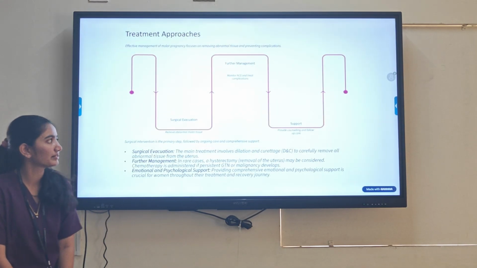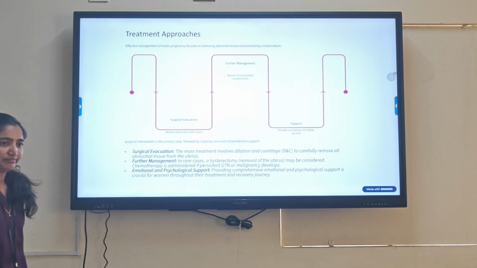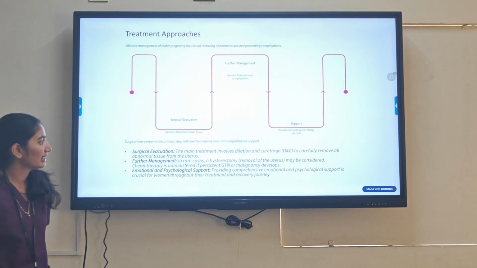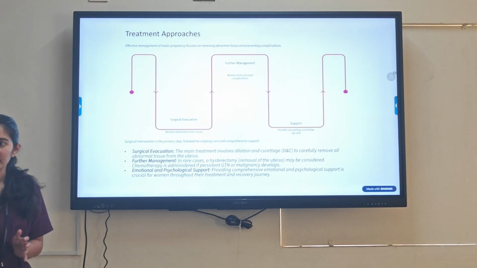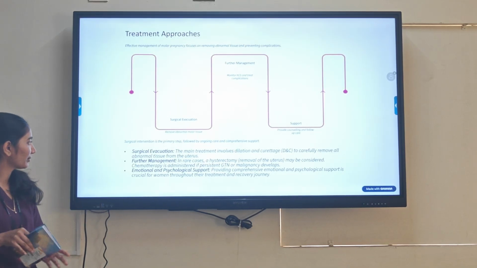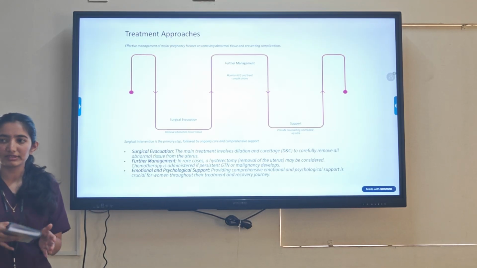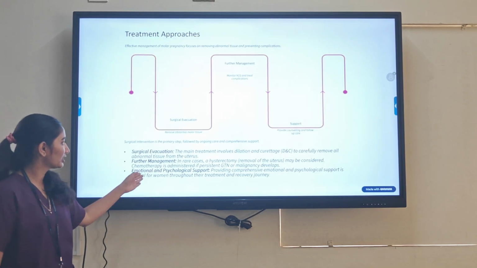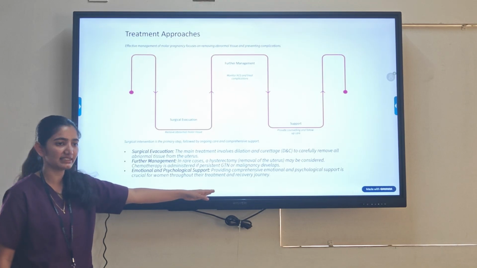Moving to the treatment, surgical evacuation should be done primarily. The main treatment involves dilation and curettage to carefully remove all the abnormal tissues from the uterus. Then further management: in rare cases, a hysterectomy, that is removal of the whole uterus, may be considered. Chemotherapy is administered if persistent GTN or malignancy develops.